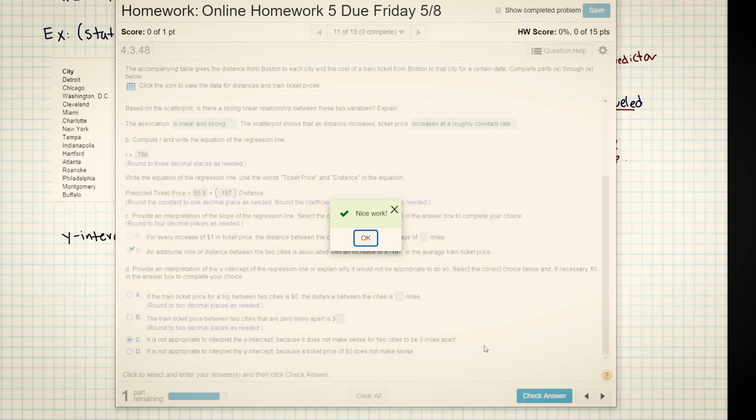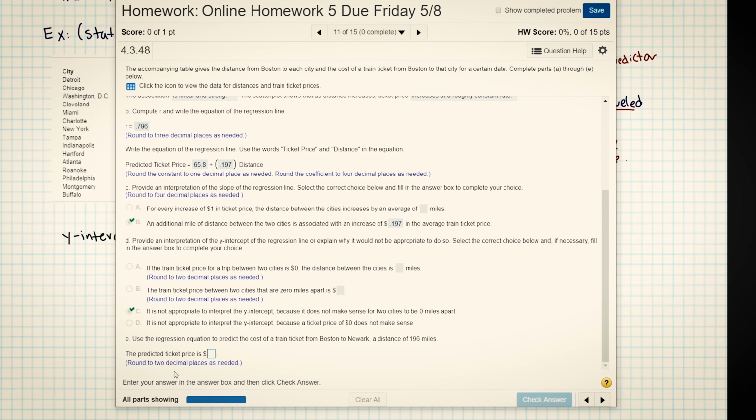It doesn't help us. All right, one last part of this. Use the regression equation to predict the cost of a train ticket from Boston to New York. That's a distance of 196 miles.